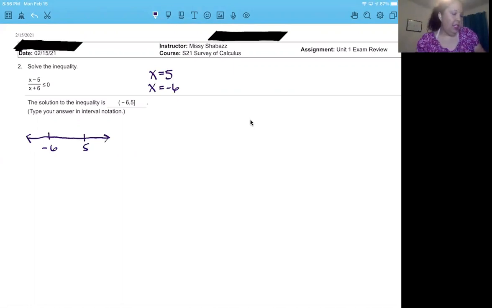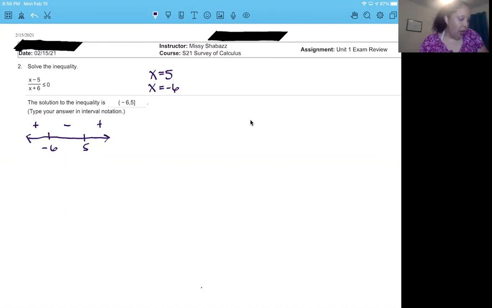If I plugged in a -7, for example, I would have a negative number over a negative number, which would give me something that's positive. If I plugged in something between -6 and 5, I'll plug in 0. I would have a -5 over 6. So that would be negative. If I plugged in something bigger than 5, let's say 6, I would have a positive over a positive, and that would be positive.